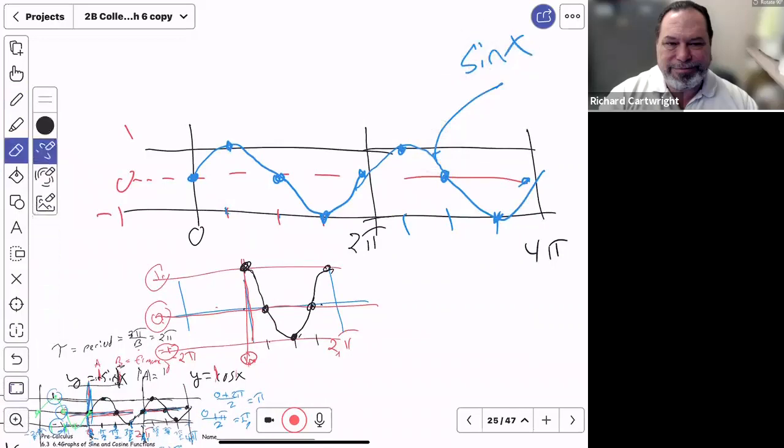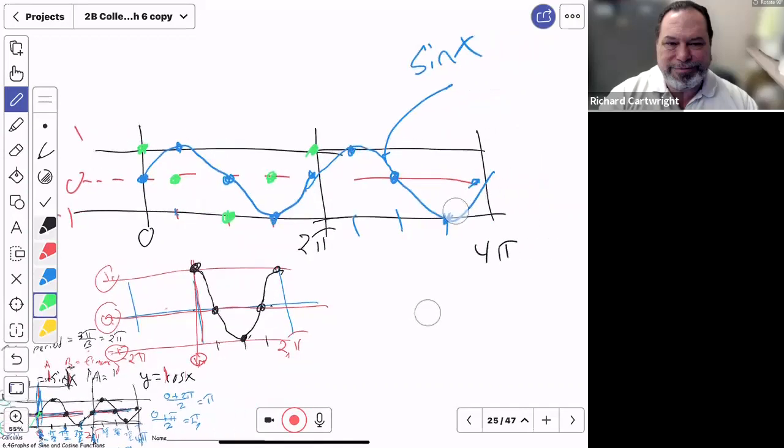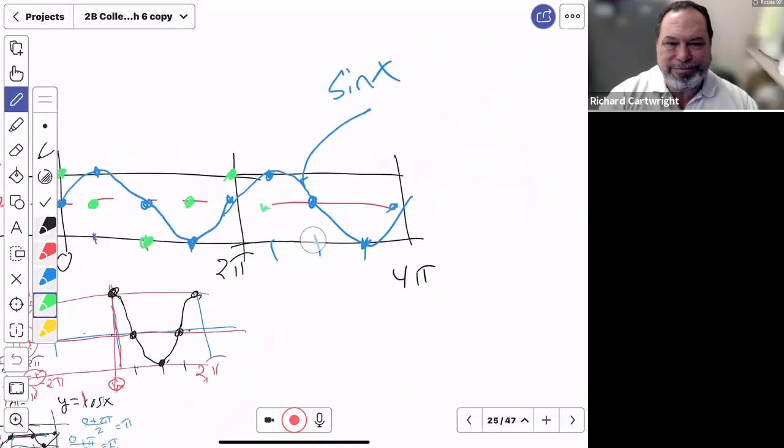Cosine starts at the top, comes down to the middle line at the first tick mark, the middle tick mark at the very bottom, the next tick mark in the middle line, then it's back up to here. I'll continue those dots. Down, down, back up, back up. And here's the picture.